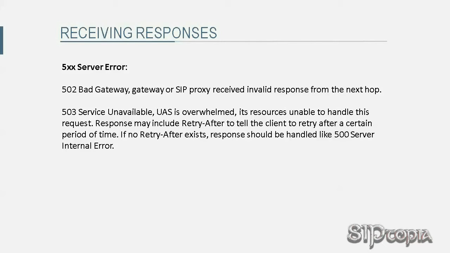503 service unavailable. This is an indication that the user agent server is overwhelmed and its resources are not able to handle this request. This response may include a retry after header field to tell the client to retry the request after a certain period of time. If no retry after header field exists, the response should be handled the same way 500 server internal error response is handled. The user agent client that receives 503 service unavailable should try to send the request to other servers.